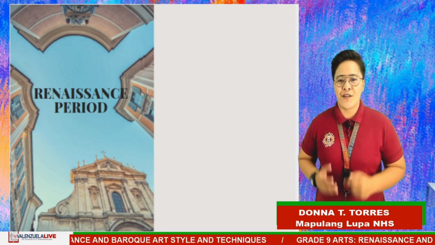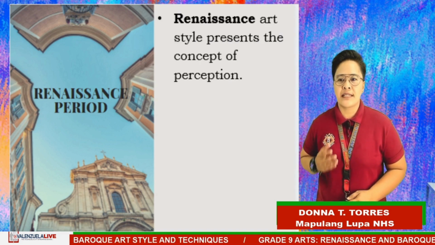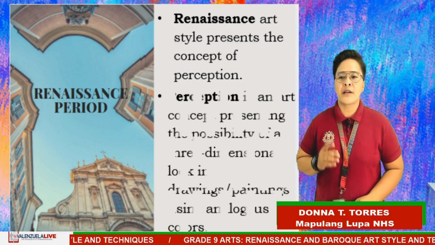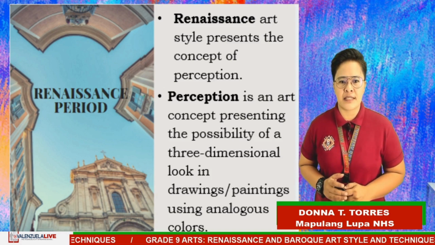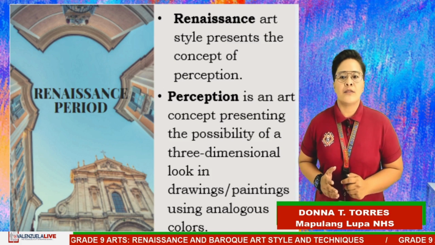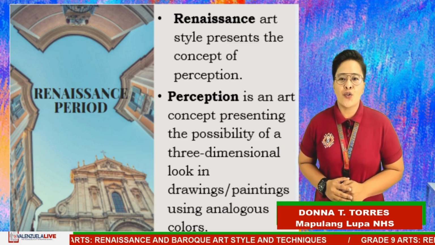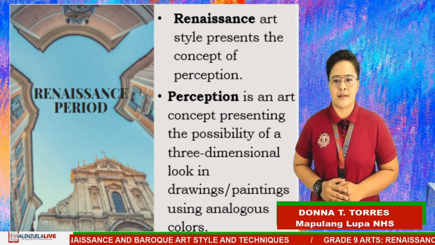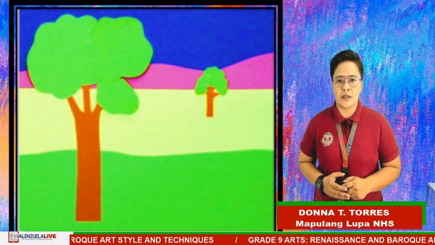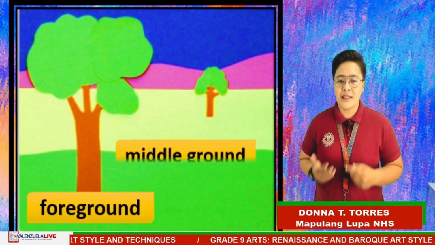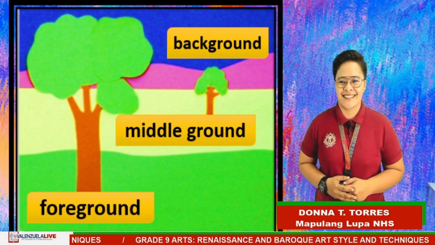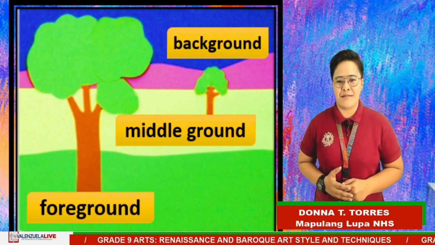Generally, the Renaissance art style presents the concept of perception. Perception is an art concept presenting the possibility of a three-dimensional look in drawings or paintings using analogous colors. Remember your art lesson in elementary about foreground, middle ground, and background? Its concept is guided by Renaissance art.